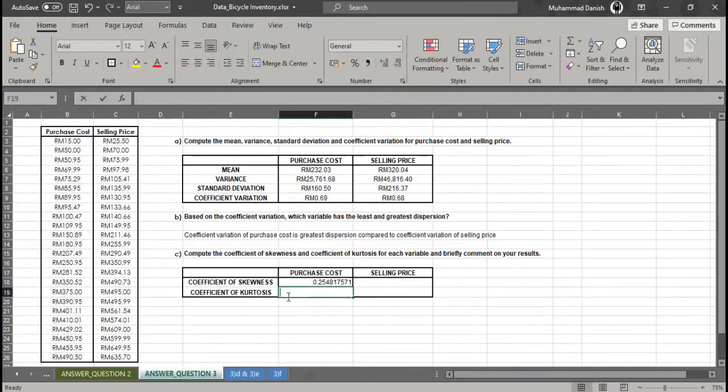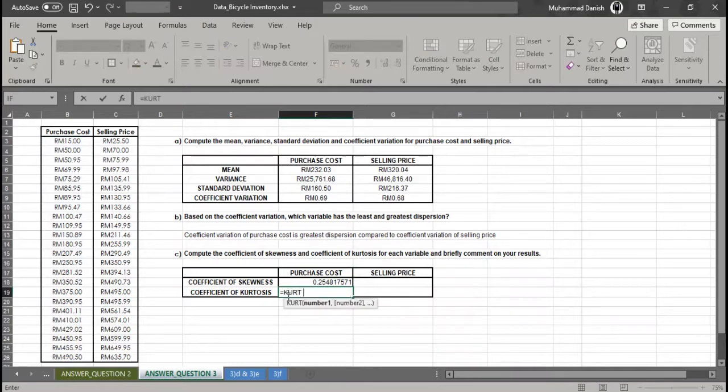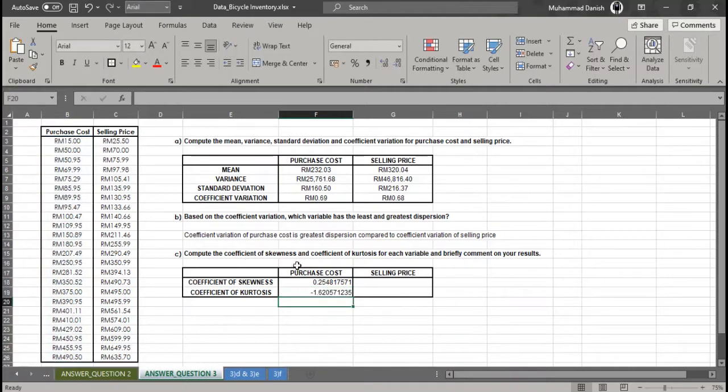For coefficient of kurtosis, you type equal to KURT, select the data, and that's it. You can do the same for the selling price.